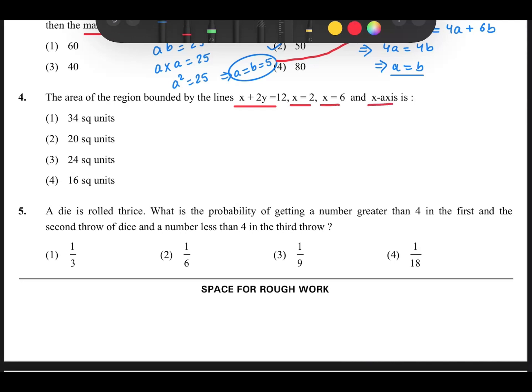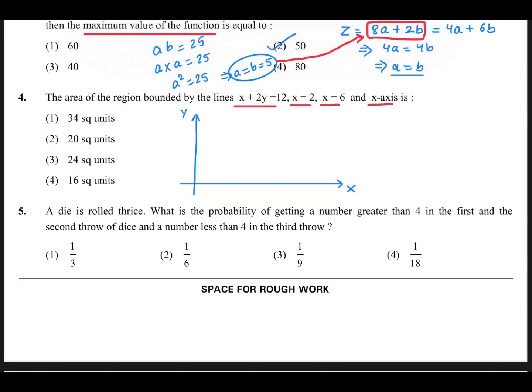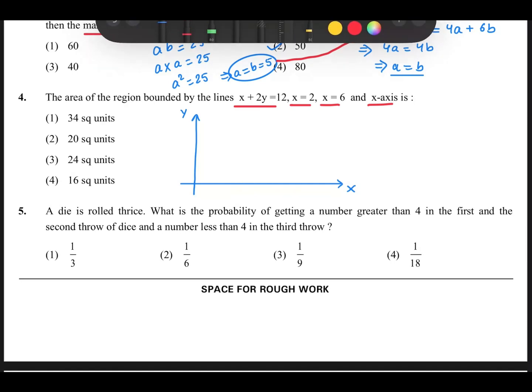x plus 2y equals 12. So let's make x coordinates, y coordinates. Okay, so what is the coordinate at the x-axis? When you put y equals 0, you get x equals 6, right? So you have 6 comma 0 here.